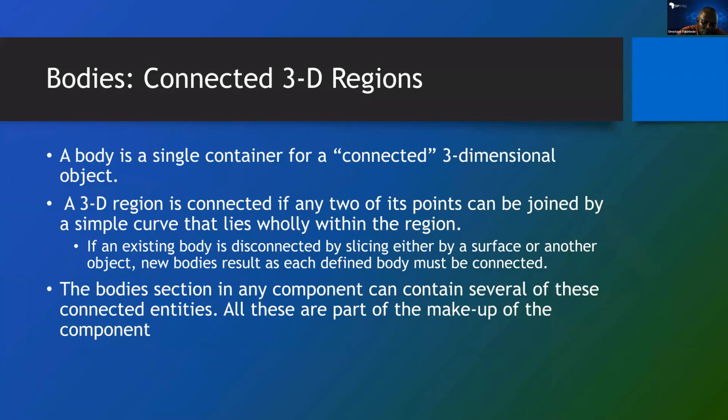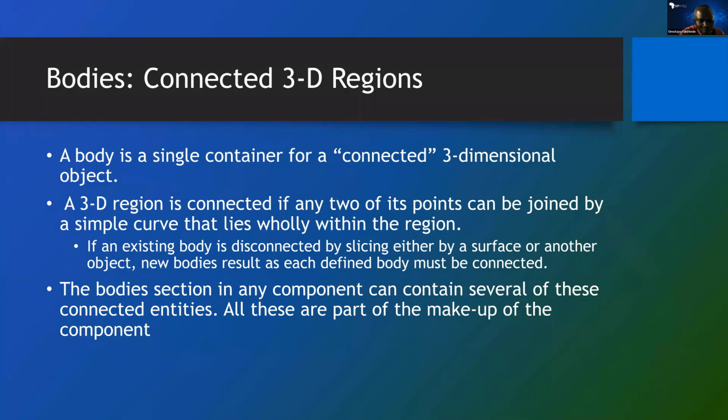If you cut your donut into two, you are sharing it with your friend, then the one that you have is a body. The one that he has is another body. Even though they originated from the single donut, in Fusion 360, we will no longer consider them as one body from that point. When you have sliced them, they are now two different bodies. So it is important for you to know.